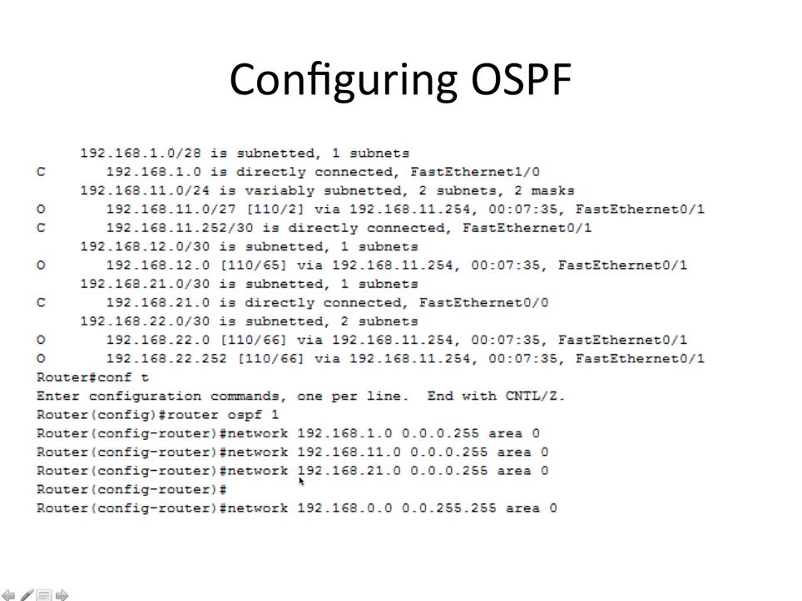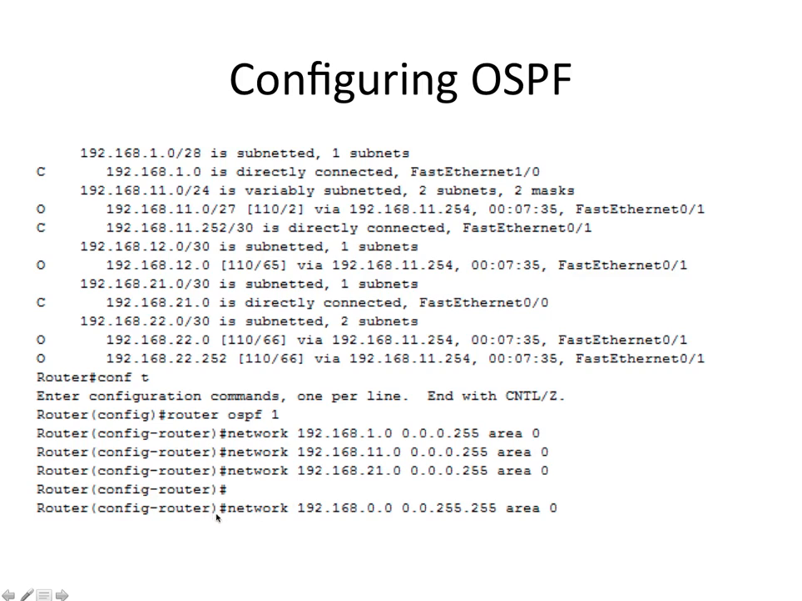Same thing with 11.0 and 21.0. And then area 0, that's when you specify which area the router is in. So in this case, we only have area 0. If we had more areas, you'd see area 1 or area 2, stuff like that.